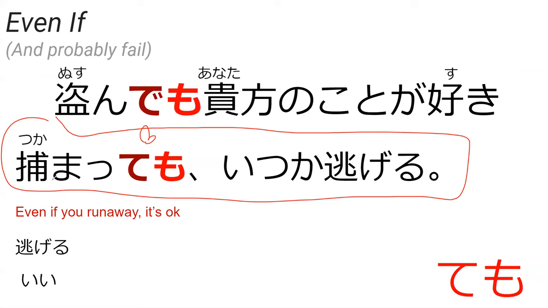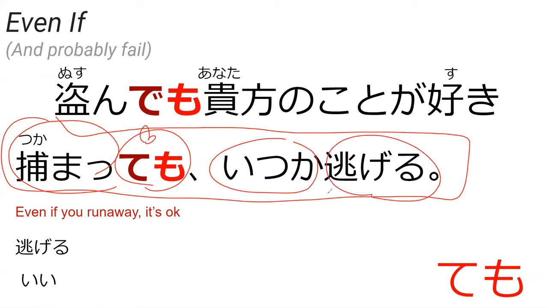捕まってもいつか逃げる. Right. So this is, even if I was captured, one day I will escape. So you can also use it with future tense. This could also be, if you were captured, one day you will escape. The subject is not specified in this specific sentence.